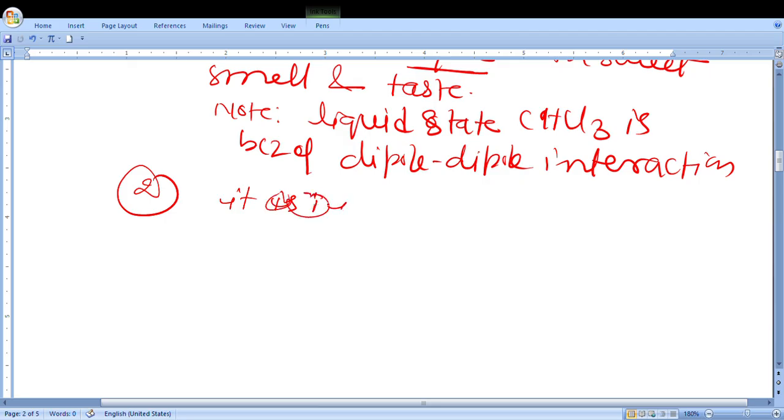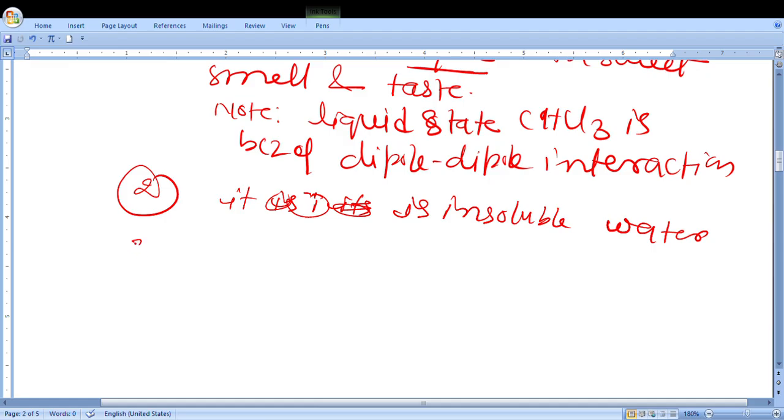It is insoluble in water. Most of the organic compounds do not dissolve in water, and those organic compounds will get dissolved in water, which either get ionized like acids or those which form intermolecular hydrogen bonding with water.